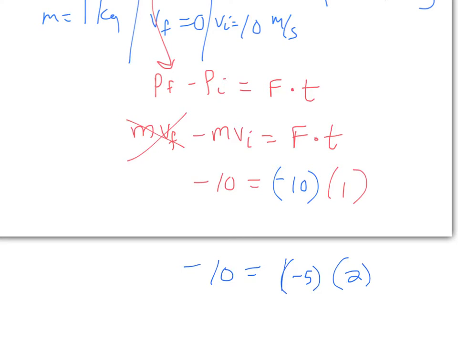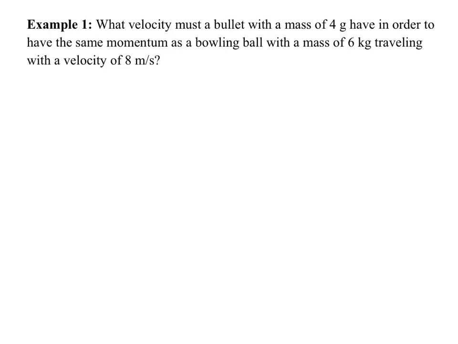All right, anyhow, what we're going to do with this idea of momentum. So let's look at the first example. What velocity must a bullet with a mass of 4 grams have in order to have the same momentum as a bowling ball with a mass of 6 kilograms traveling with a velocity of 8 meters per second? These are reasonable numbers. 6 kilograms is about 14 or 15 pounds. That's about a bowling ball size for professional bowlers or real bowlers. I know you might use 8 or 10 pound ones when you bowl for fun, but they're about 15 pounds. A bullet is about 4 grams, okay? And a velocity of 8 meters per second is what you would toss down the lane.